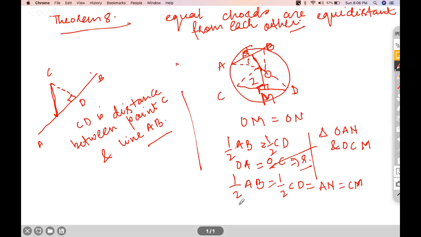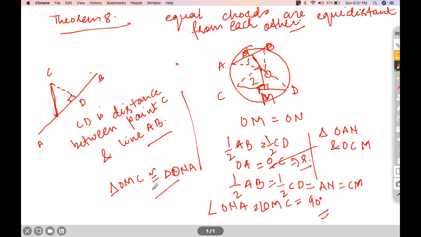And I know that this is 90 degrees as I'm drawing perpendiculars from here, so angle ONA is equal to angle OMC, which is equal to 90 degrees. So it means that triangle OMC and triangle ONA are congruent to each other. If they are congruent, then by CPCT you can write that OM is equal to ON.